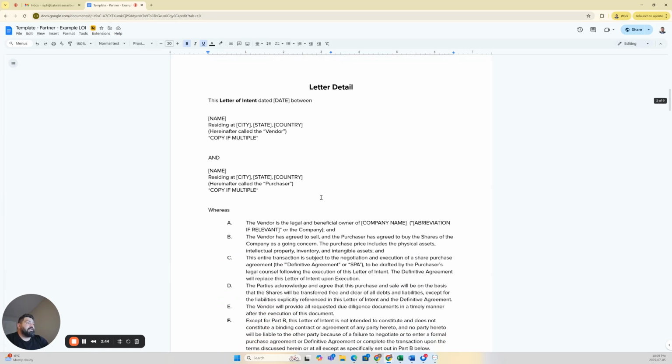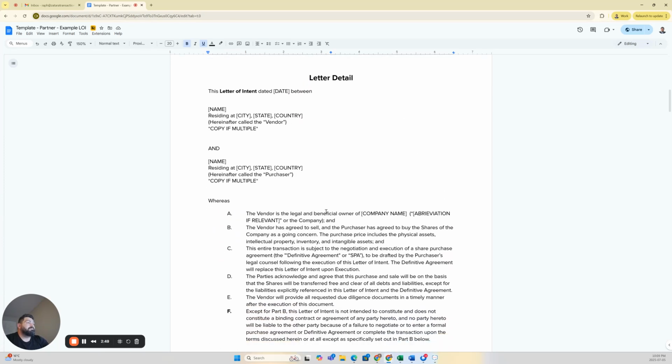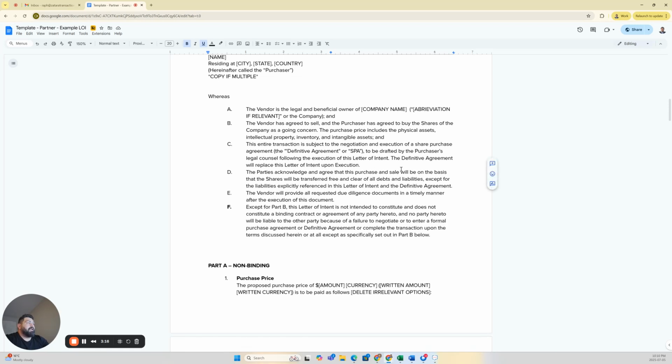Right. Then this is all the legal stuff, so it's like an actual letter. The vendor is the owner of this company, and the vendor is going to sell me the company, and we're all going to enter into a definitive agreement, either an asset purchase agreement or share purchase agreement. It's going to be drafted by the purchaser's legal counsel. So this describes how the whole transaction is going to take place, right? And then the definitive agreement is going to replace the letter of intent.